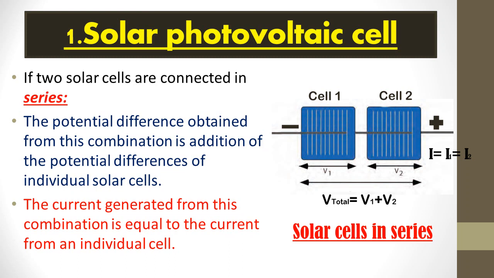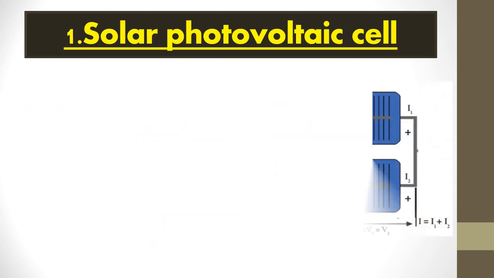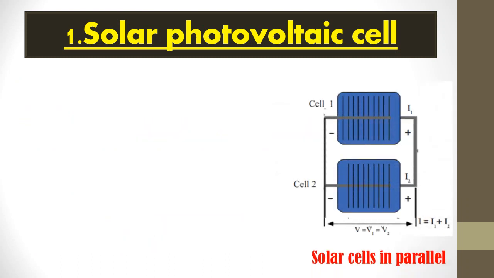That means this will be individual. But here the potential difference will be the combination of two cells. So this is the condition when the solar cells are connected in series. Now the next case is solar cells connected in parallel. That means one above the other.